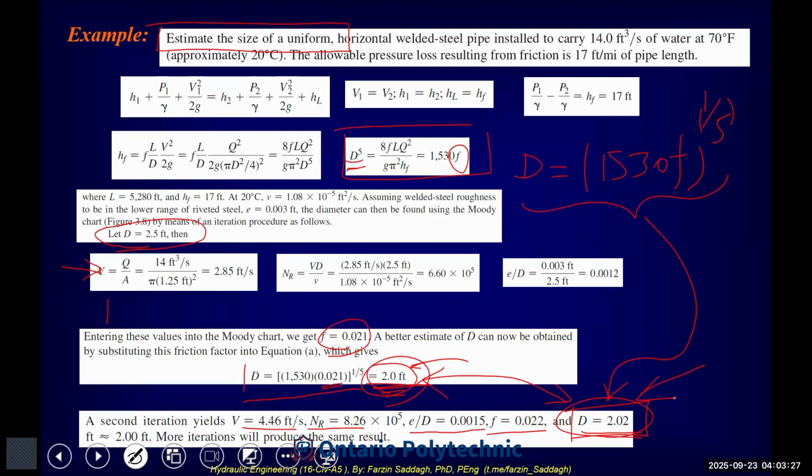I have a question. Can we have the Moody diagram in our exam?